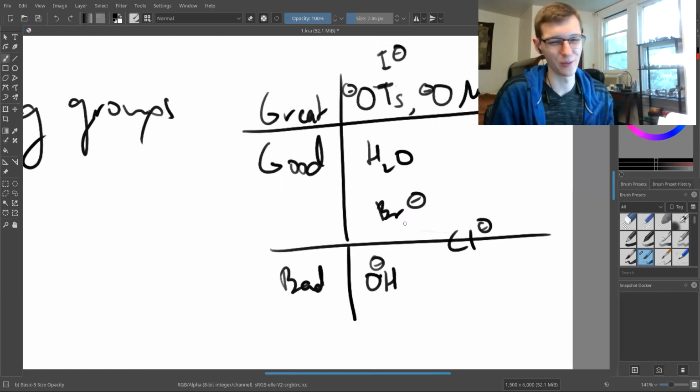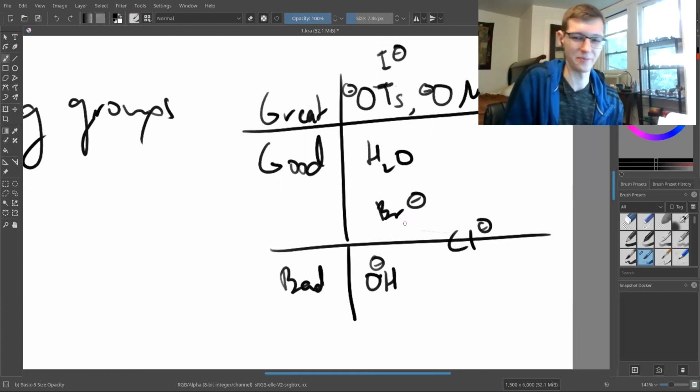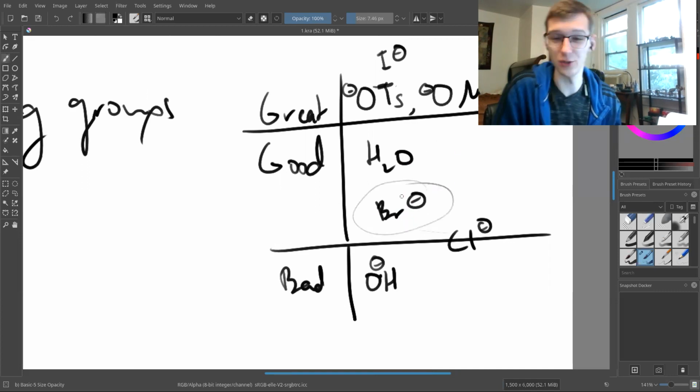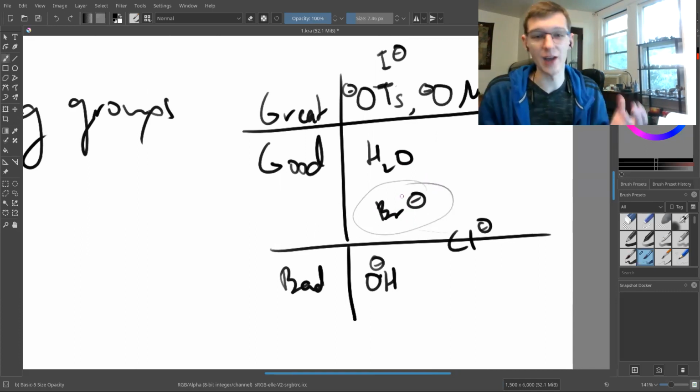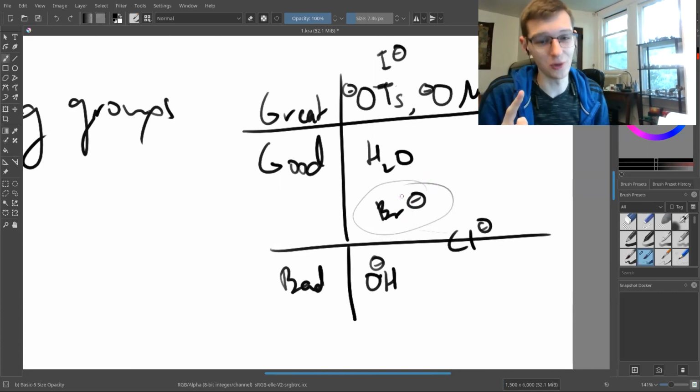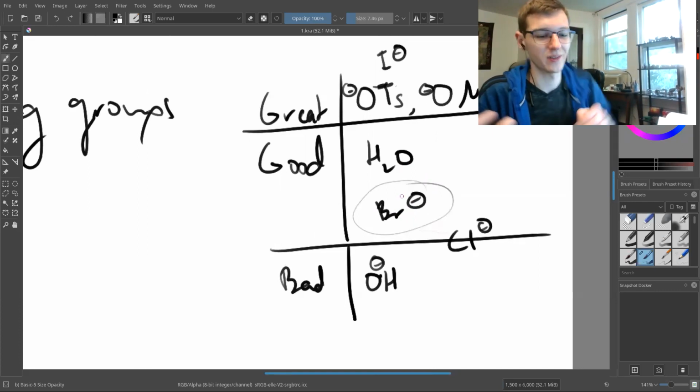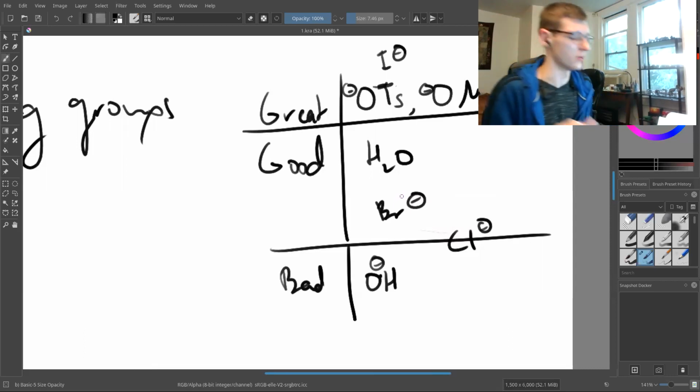There aren't too many leaving groups that you tend to work with. In fact, the most common one is usually bromine. The reason being is because whenever you're given just a plain hydrocarbon, there's only one thing you can do to it, which is free radical halogenate, right? You usually use bromine to do that. So usually bromine is your leaving group, right? It's just the most common thing that you do.